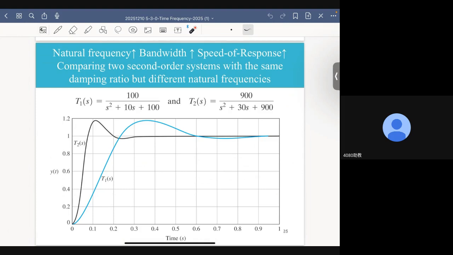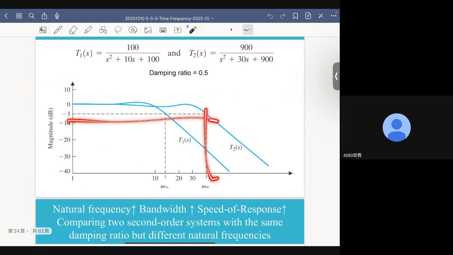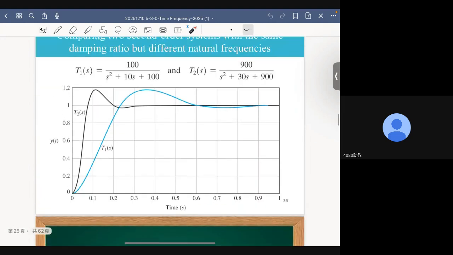Okay. Now, if I compare the unit step response, okay, this blue curve represents the unit step response of the first system, and this black curve, of course, represents the unit step response of the second system. Again, as expected, the second system is faster because it has larger bandwidth. Now, here another thing that you should know is that the overshoot of these two systems are the same.